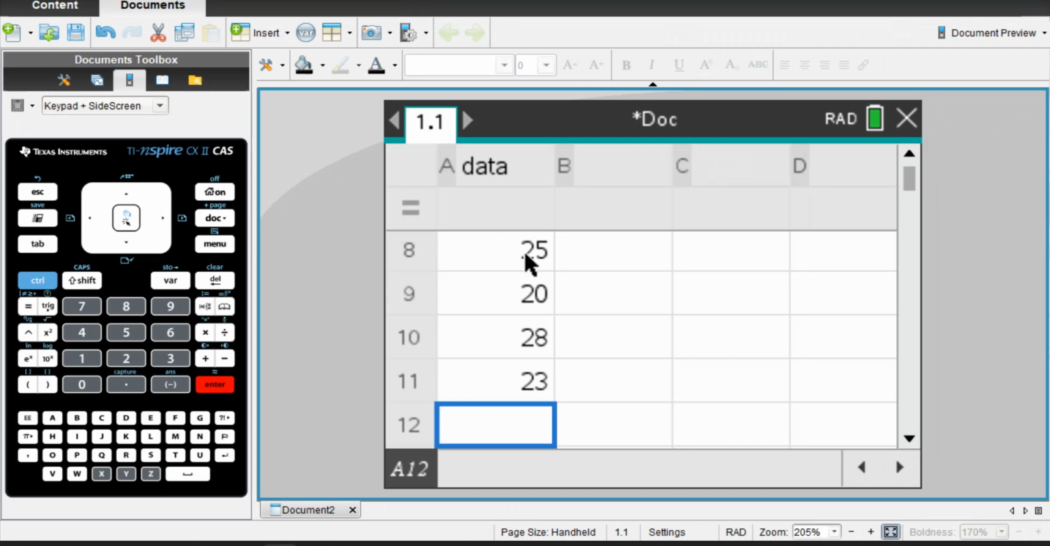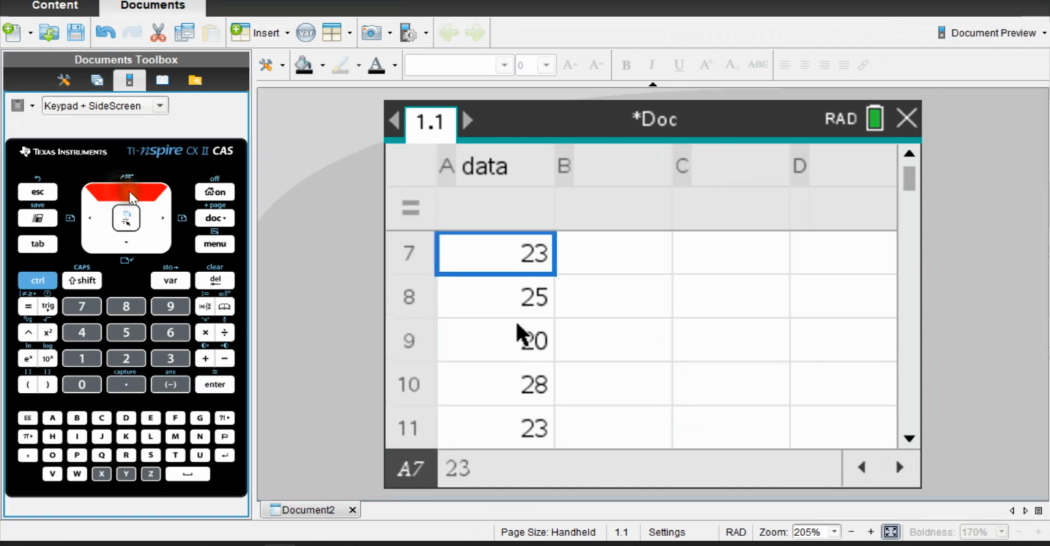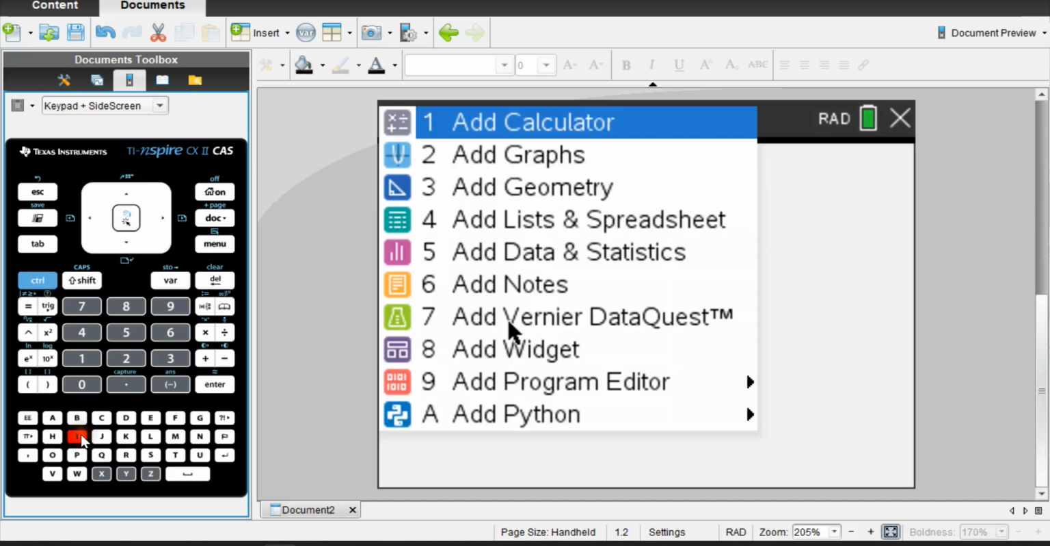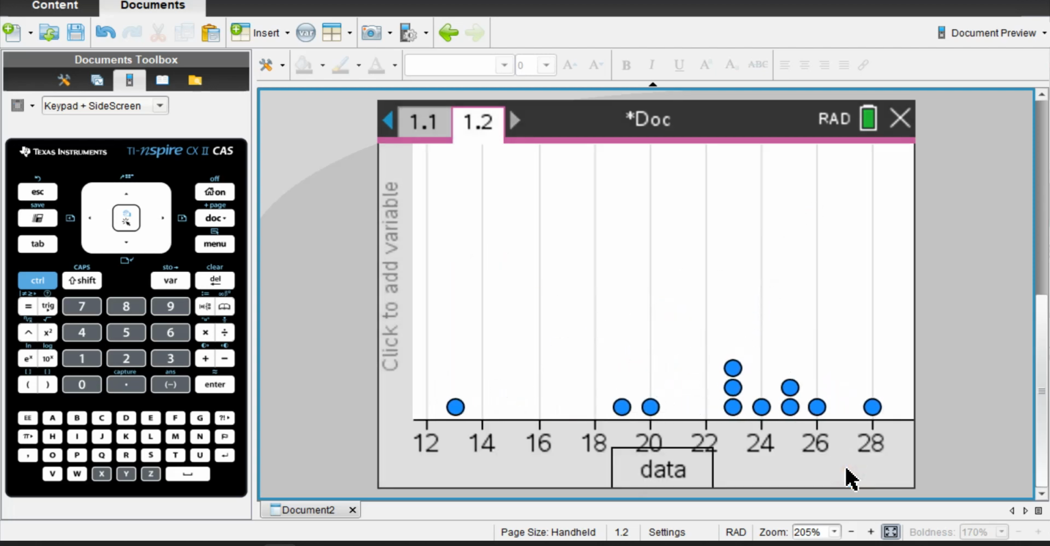To make a histogram or a box plot, this is what we do. We do Control I. It opens up a new window, and then we go to data and statistics, so number 5. Okay, so there are our dots. Now we need to go to the bottom, down here, and then click on data, and it should group the data for us. Okay, that's just your dot plot though.